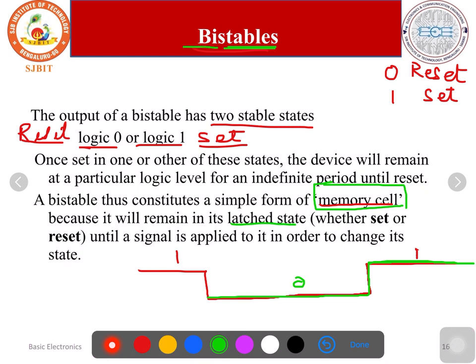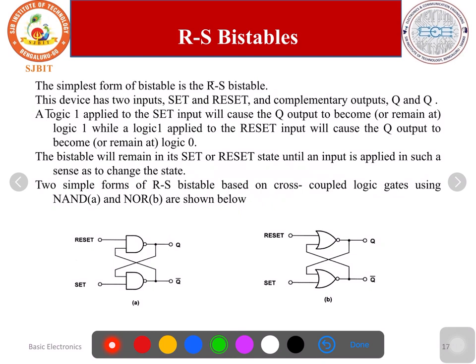There are two stable states, so it is a bistable. The two stable states are logic 0 and logic 1, and it will have the latched state, whether set or reset. Until a signal is applied to it in order to change its state, it will remain in the same state only. In this video, let us discuss the RS bistable.